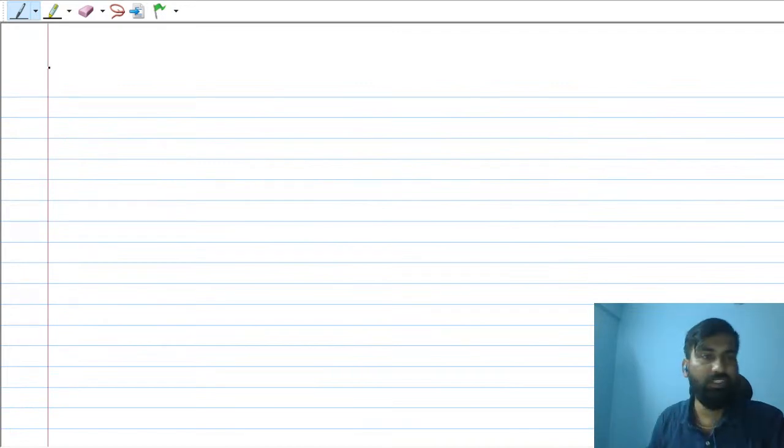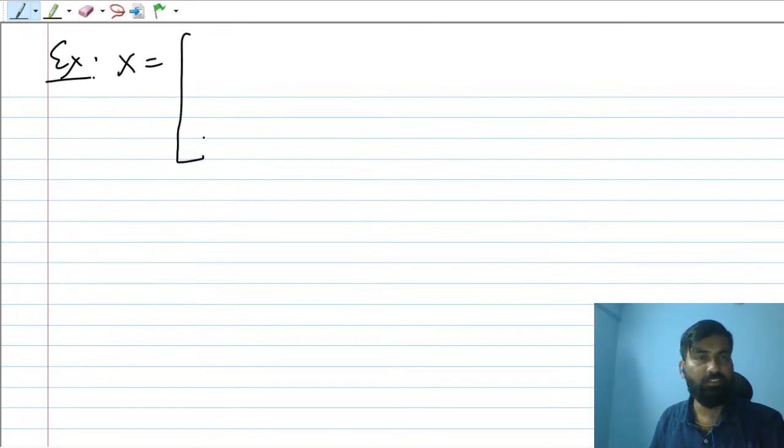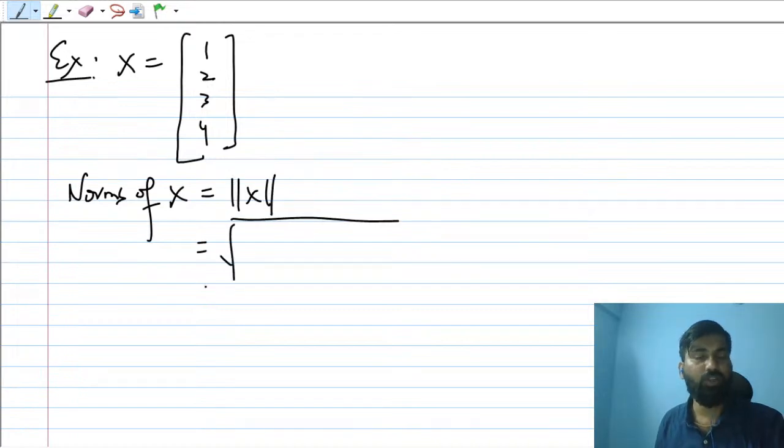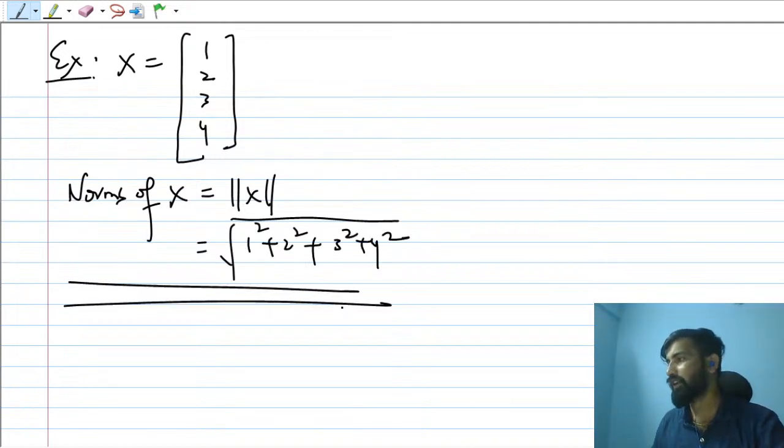Suppose we have been given an example, let me take it here. This time I'm going to take many components of a vector. Suppose the vector is 1 2 3 4, and we want to find the norm of the vector. So what is the norm of a vector? The norm of x you can write like this: it will be equal to the square root of the sum of the squares of the components, like 1 square plus 2 square plus 3 square plus 4 square. This is the norm of a vector.